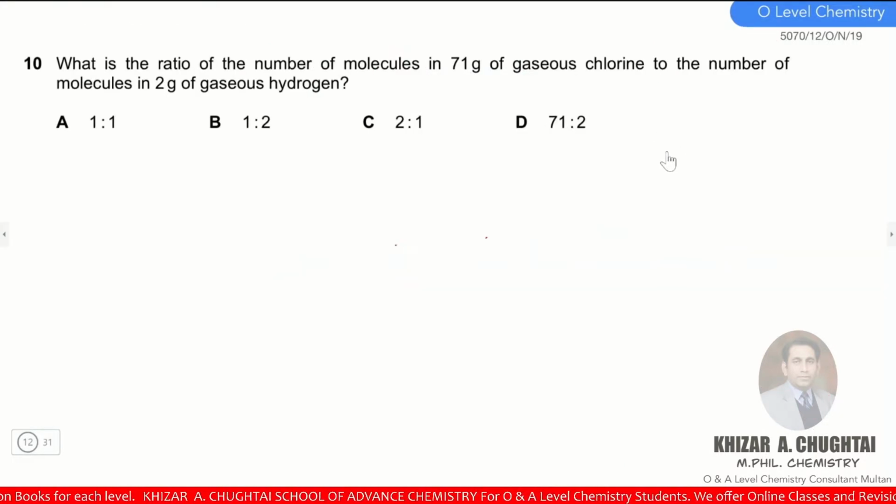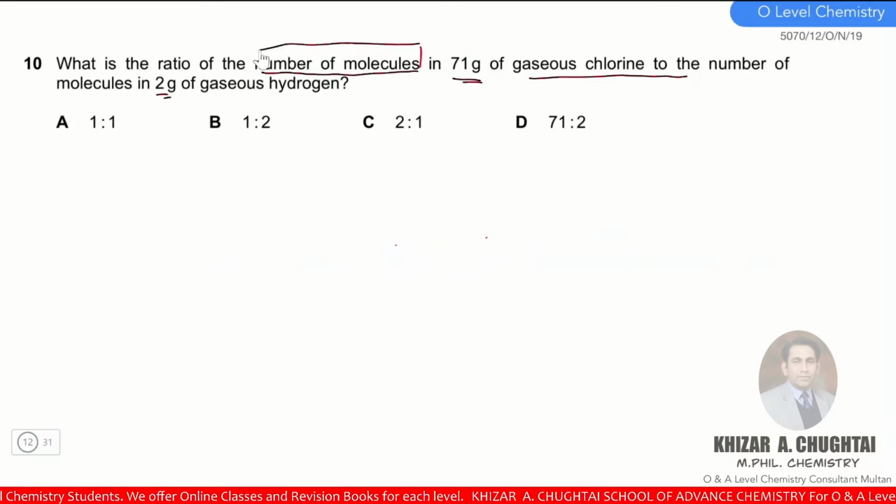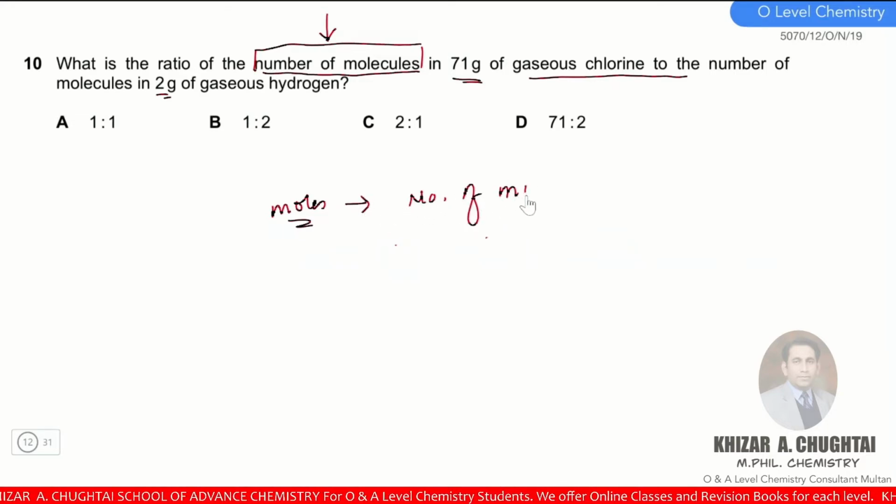Question number 10. What is the ratio of the number of molecules in 71 gram of gaseous chlorine to the number of molecules in 2 gram of gaseous hydrogen? Once again, he is asking the number of particles, the number of molecules. So for the number of particles, you will have to find moles first. Moles can be changed into number of molecules.